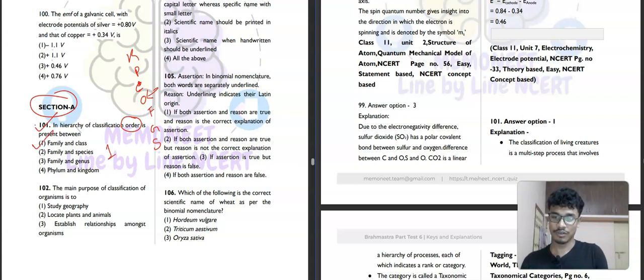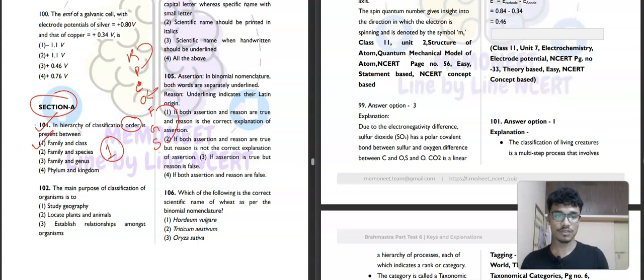So we need to mark this as correct. All other options are not correct. Between family and species, genus is present. Between family and genus, nothing is present. Between phylum and kingdom, nothing is present. If you remember this trick, you can solve this kind of question very easily. So the first option is our correct answer for this question.